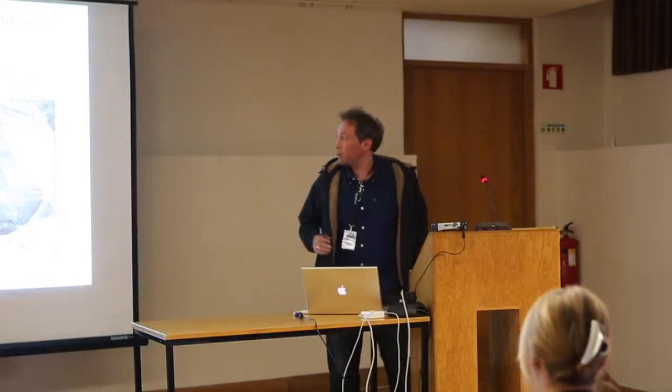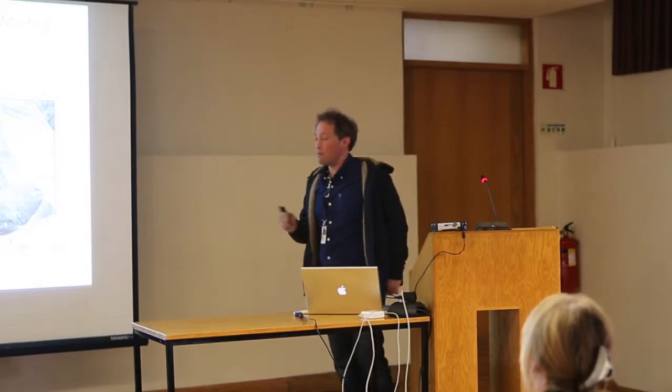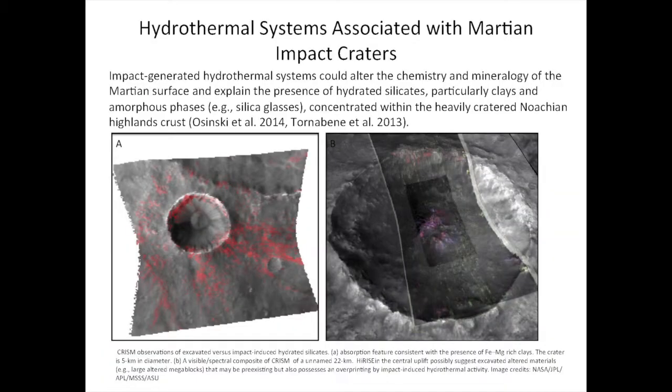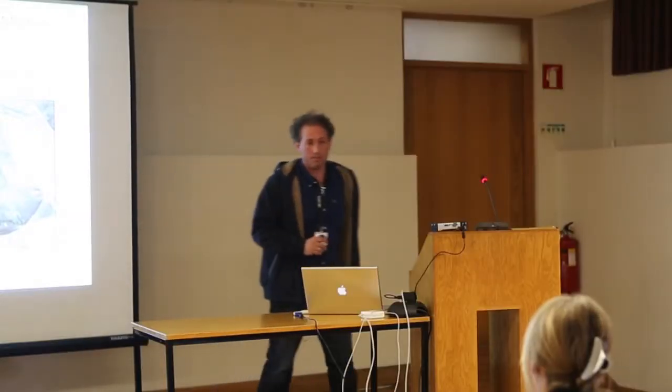In smaller and local environmental effects of the impacts, you can consider the formation, after an impact, of a layer with liquid water that can be sustained there, and hydrothermal systems which alter the chemistry and mineralogy of the surface. Those are images taken from CRISM showing the excavated and impact-induced hydrated silicates.